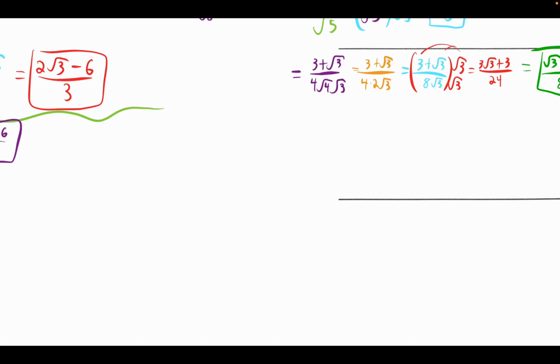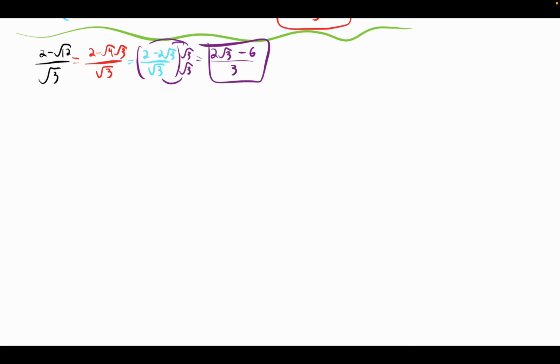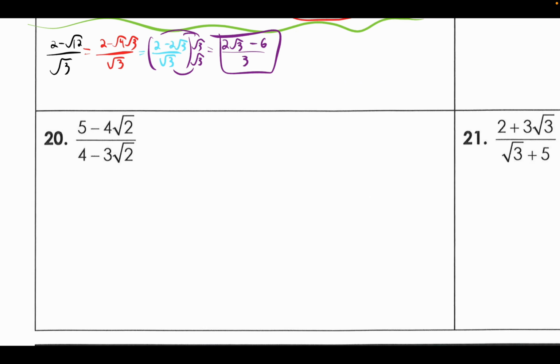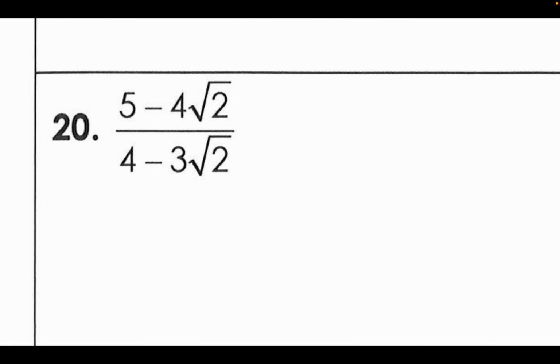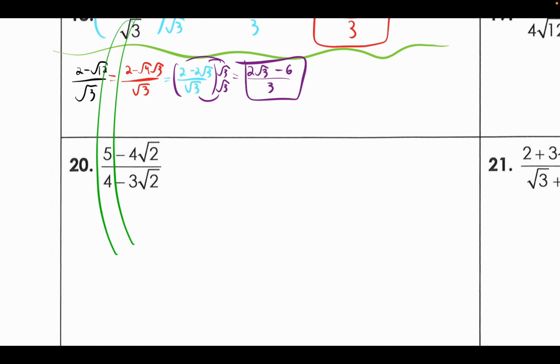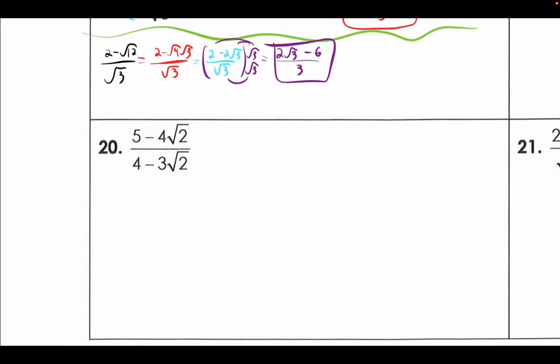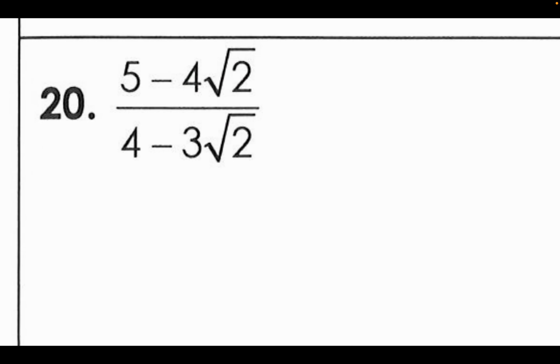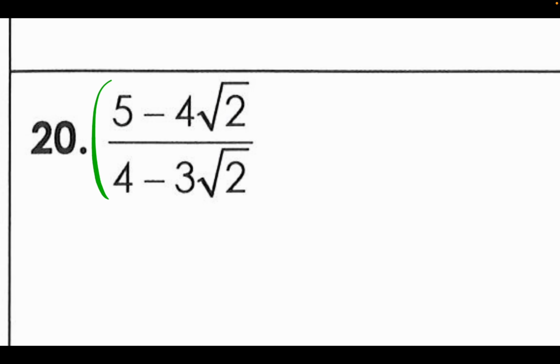Moving on to number 20. 5 minus 4 square root of 2 over 4 minus 3 square root of 2. So here we have to multiply by something different, and we can't just simplify right away. We have to multiply by what we call the conjugate. The conjugate is the denominator, but with the sign in the middle changed. So if this was negative or positive, that has no impact. We still multiply by whatever the denominator is, just the middle sign changes. So it's 4 plus 3 square root of 2 on the top and the bottom.